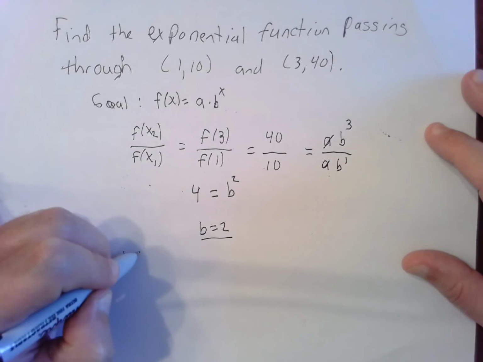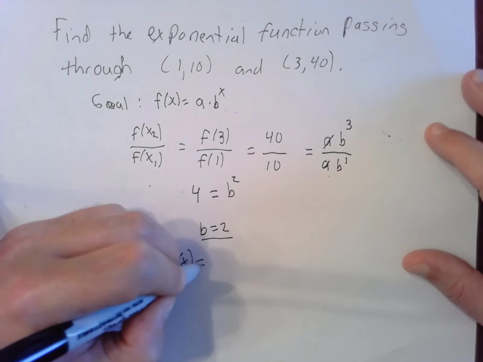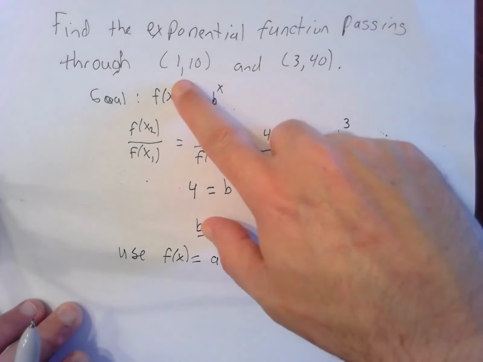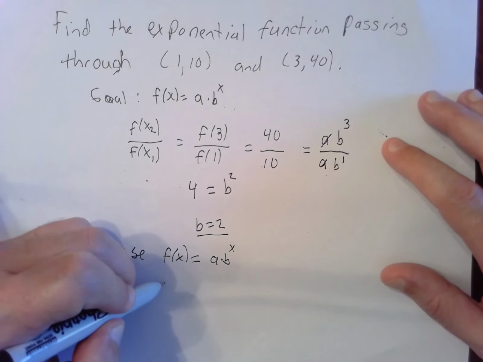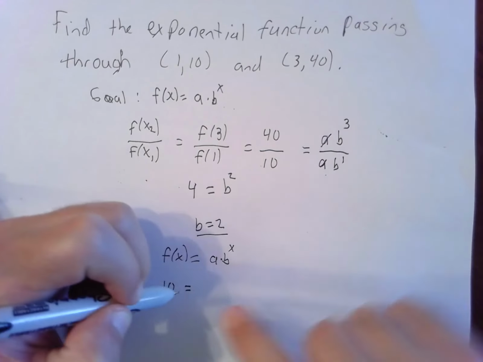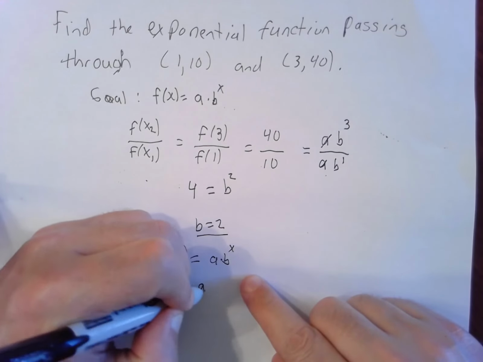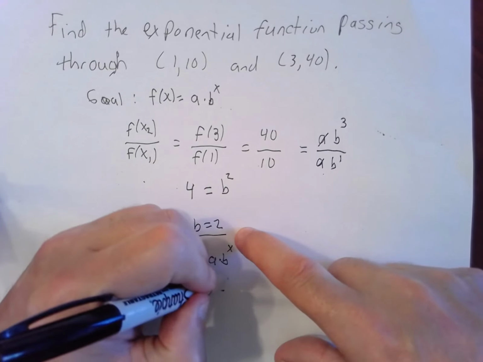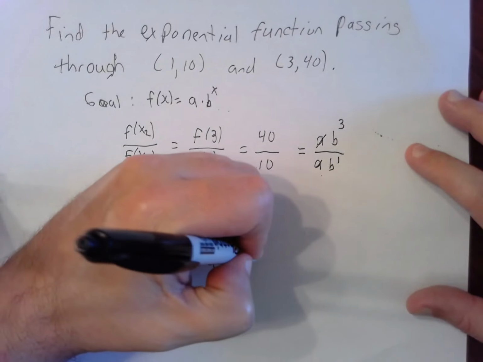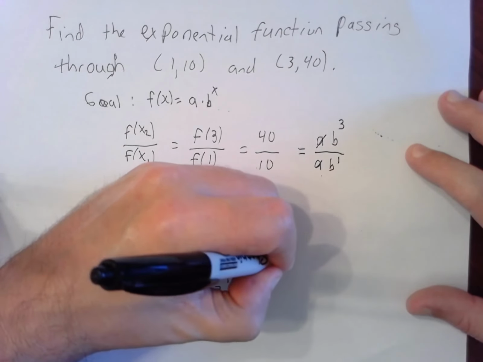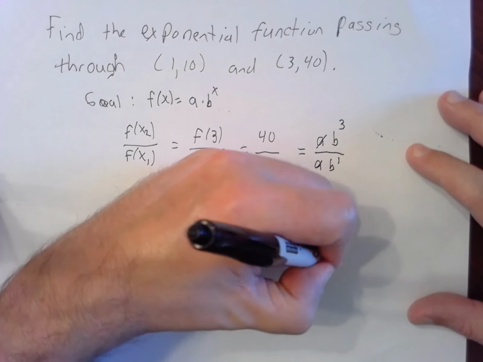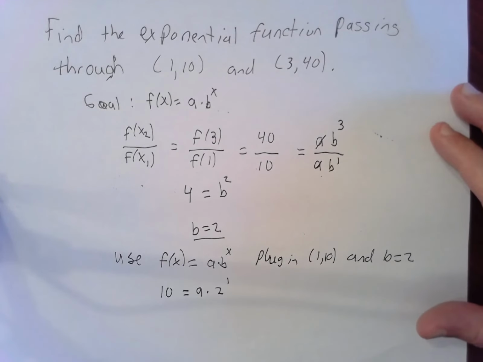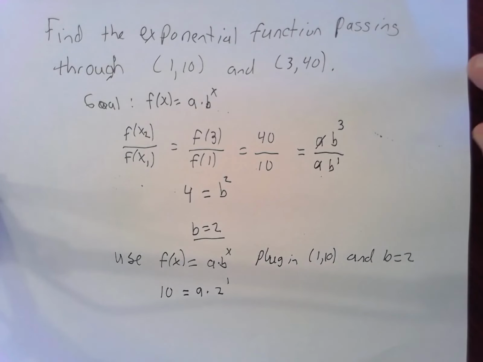So I use f of x equals a times b to the x. Let's plug in, say, the point (1, 10). I know the y value is 10. I don't know a, that's what I'm trying to solve for. I know b because I just found it. And I know x. So I plug in the point (1, 10) and b equals 2. I could have used the other point. I would get the same thing.